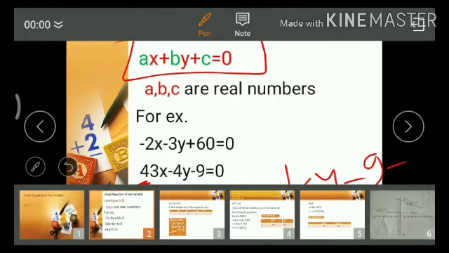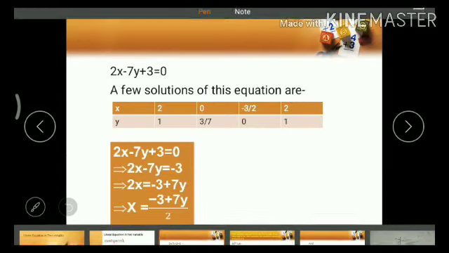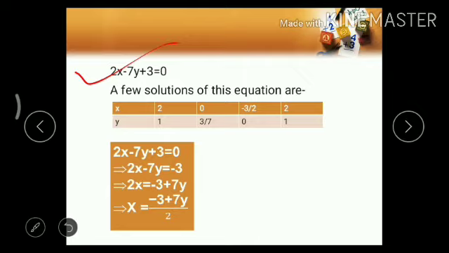Now let us proceed. Here is one example I have taken, 2x minus 7y plus 3. This is a linear equation in two variables. Now this equation has a few solutions, right? And we should know how to find the solutions. If you don't know how, you can see this equation can be written this way also: x equal to minus 3 plus 7y by 2.